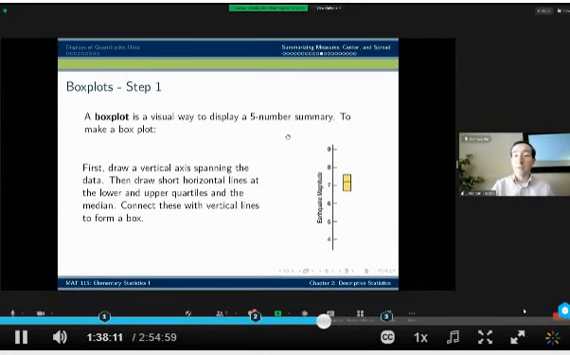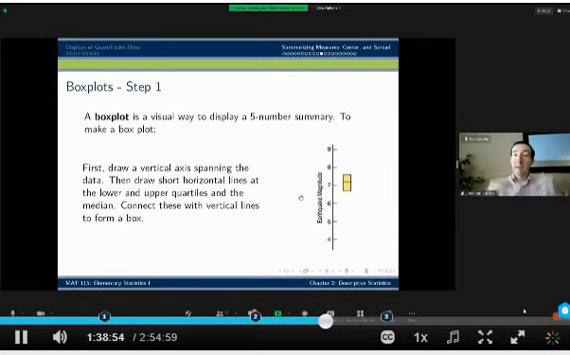And if we looked at the 5 number summary there, we can find the first quartile, the median, and the third quartile, and use those to build the first piece of our box plot. So what we do is we draw that vertical axis, spanning the place where we see values. If you'll recall from the histogram, those values were all between 3 and 9.5. And we draw short, in this case horizontal lines, at the lower and upper quartiles and the median. So that's a line right here, a line right here at the median, and a line right here at the first quartile. If it's a horizontal box plot, those will be vertical lines, but again at the same points.